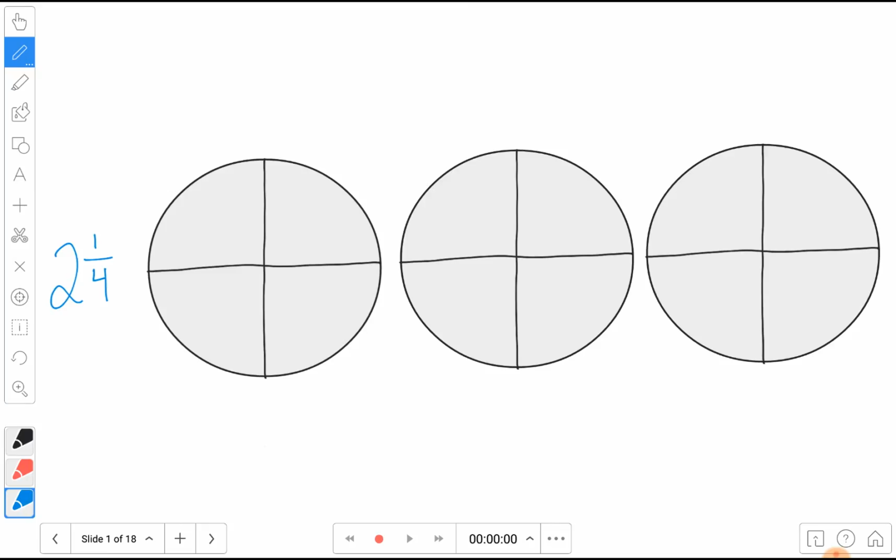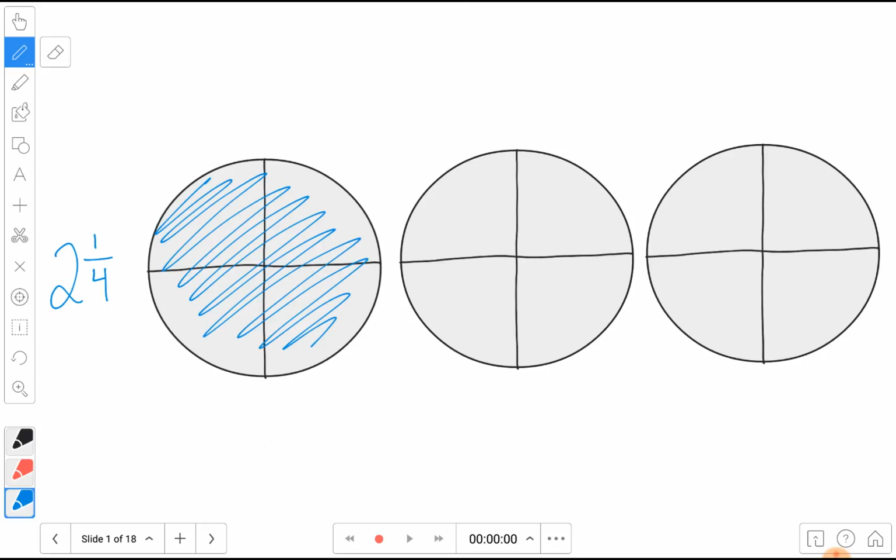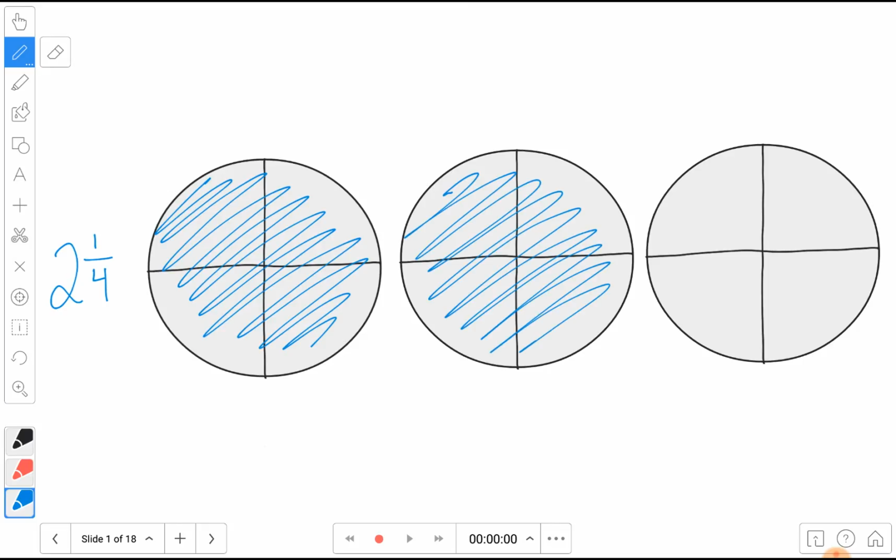So now what I'm going to do is I'm going to shade in 2 1/4. So if I've got 2 wholes, then I need 2 entire circles, right? I need 2 entire circles to represent the large 2. Okay, so there's the 2 taken care of. Now I need to shade in some portion of this one to represent 1/4. Okay, well this is divided up into 4s, and 1/4 will be one of those 4s, so I can shade in one piece of this pie. So 2 1/4 could be represented by this picture right here.